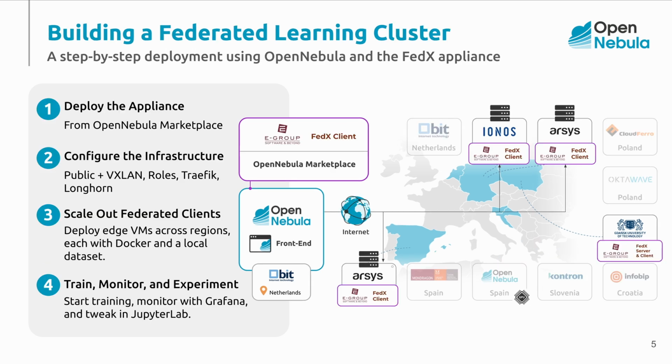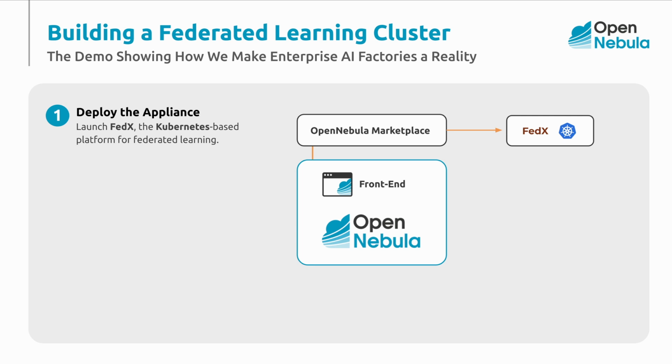For this demo, we will deploy FedX, a federated learning appliance, across this testbed. Each site is going to run its own training jobs on the local datasets and only share model updates with the rest of the system. It's a perfect use case for decentralized, privacy-first AI collaboration. Now let's walk through the actual deployment we'll be showcasing based on the FedX appliance.